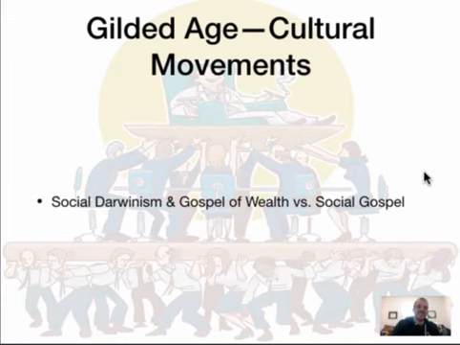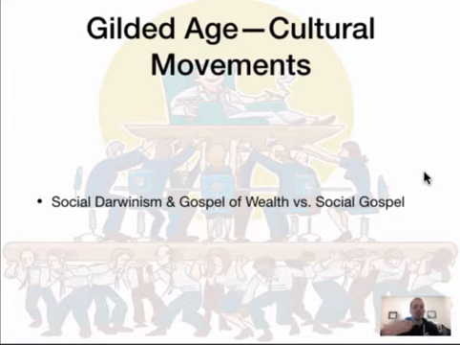We're also going to see in this time period, we'll study cultural movements, one of which is known as social Darwinism. This is really the perversion of Charles Darwin's ideas about biological evolution and trying to apply it to human society.